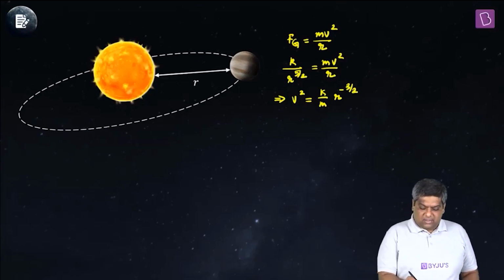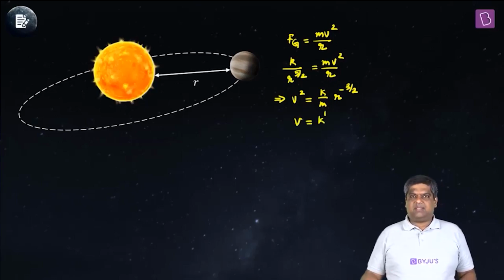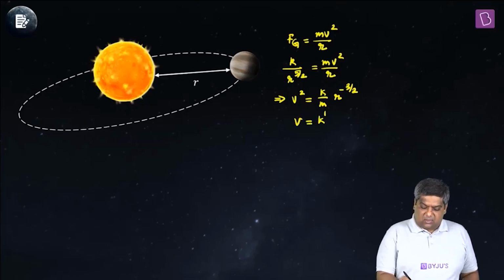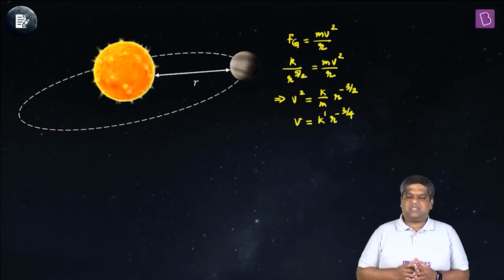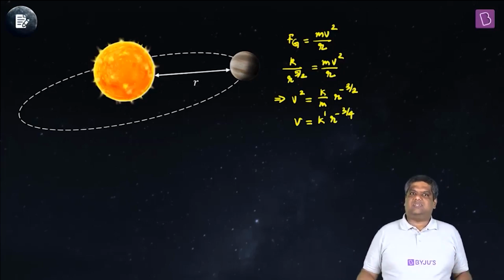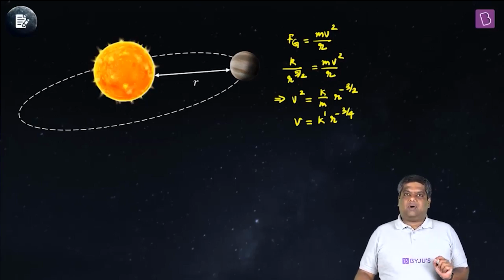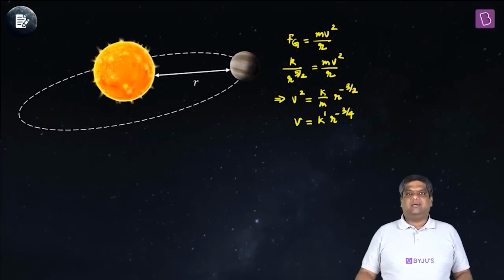Agreed? So what will happen to v? v will be the square root of k by m, which is some other constant k prime, let us say. And the square root of r to the power minus 3 by 2 will become r to the power minus 3 by 4. Square root means you're just taking the power of half, right? So it will become 3 by 2 into half, which is 3 by 4, of course, with a negative sign. So we have got the radial dependence of the velocity, the orbital velocity of the planet.